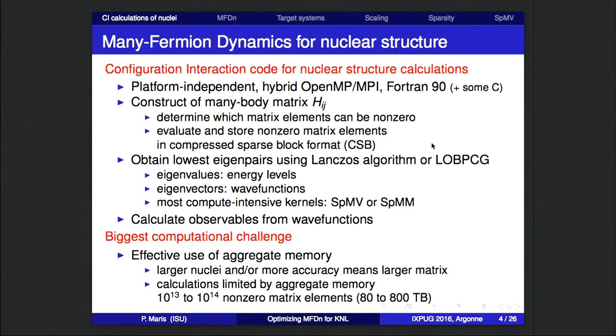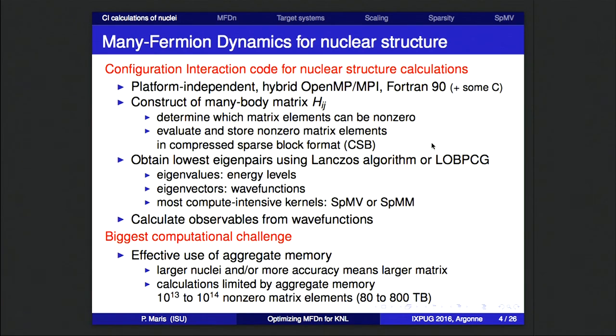Until now, roughly, we used the Lanczos algorithm, where iterative sparse matrix vector multiply is the most compute-intensive kernel. Right now, we're switching over to LOBPCG, and I will come to some of the details there in a few minutes. The biggest calculations are actually limited by the aggregate memory of the system.